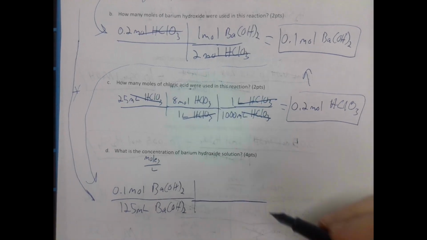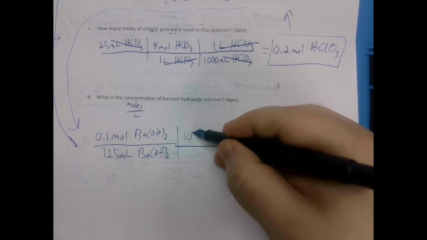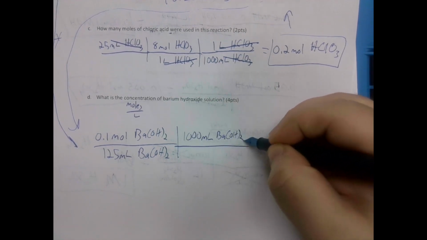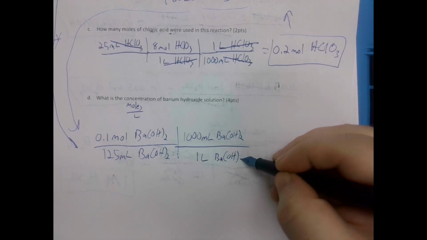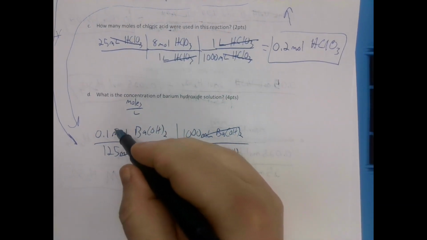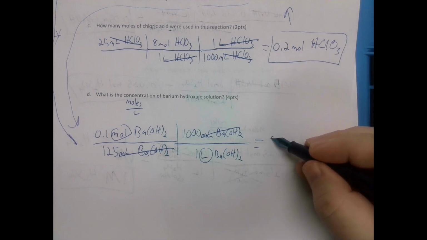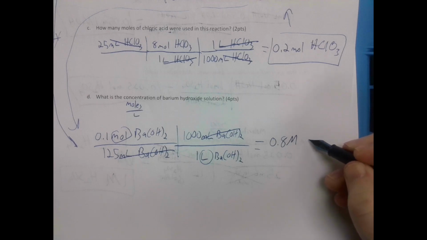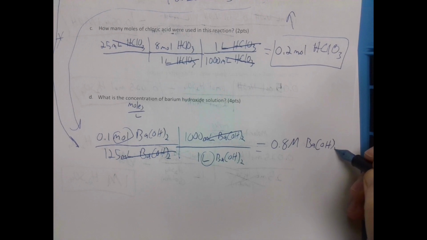Now we just need to convert units until we get the answer we want. We know 1,000 milliliters of barium hydroxide is equal to 1 liter of barium hydroxide. Milliliters cancel out, and I'm left with moles per liter, which is molarity. So 0.8 molarity, or molar, barium hydroxide, and that's our answer.